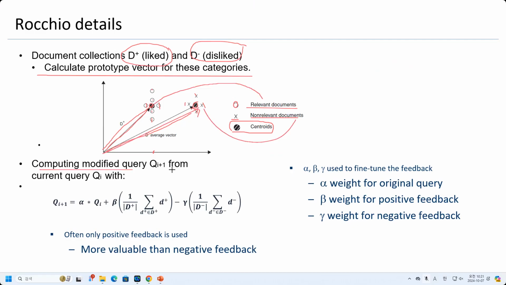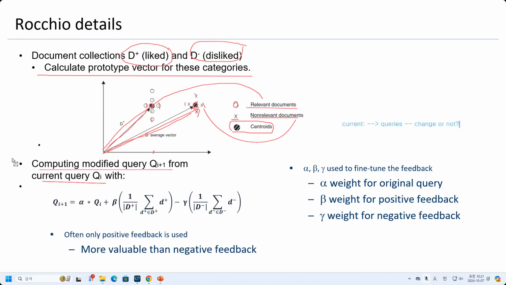Then we can compute the modified query from the current query. It means that now I have a current preference, and I want to check whether my current preference will change according to my queries or not. Will it change or not?